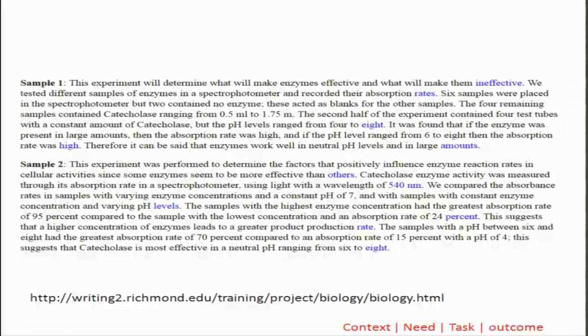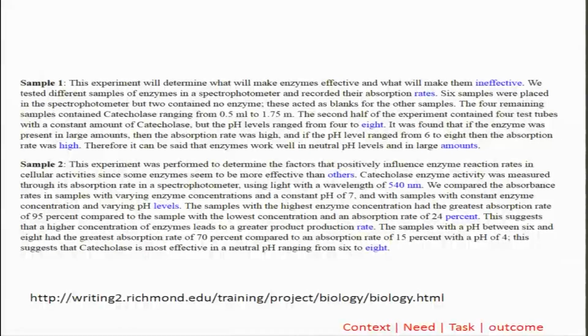The second sample makes it much clearer in the very first sentence what they were doing. We go back to the first one. We tested different samples of the enzymes in a spectrophotometer and recorded their absorption rate. So they are talking about what they have done, but why they have done it, they have not mentioned. That is mentioned beautifully in the second one. Catecholase enzyme activity was measured through its absorption rate in a spectrophotometer using light with a wavelength of 500 nanometers. You see that? So saying what you have done doesn't make sense. You have to say why you have done what you have done. So that is why the second abstract is better, although it talks about the same experiment.